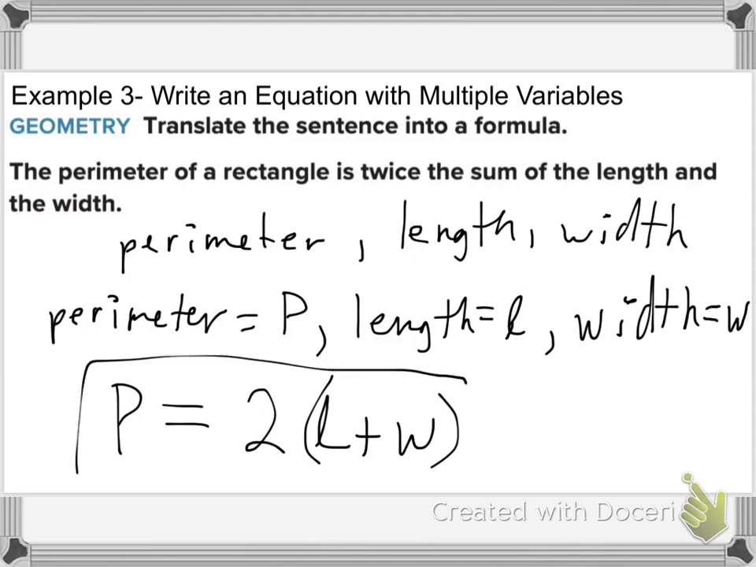So here is my formula for the perimeter of a rectangle. It is 2 times, twice the sum of the length and the width. Any questions on that? Questions on example 3? Okay, can I move on?